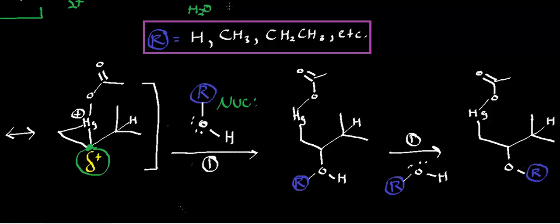If your R is CH3, then you have methanol. If you have R as CH2CH3, it's ethanol, and so forth, and you can add other carbon chains as well. But the mechanism is going to be identical. The specific nucleophile is the oxygen. So here's what's going to happen. And if it makes you feel any better, imagine this R as just a hydrogen. Okay? So it'd be water in that case.